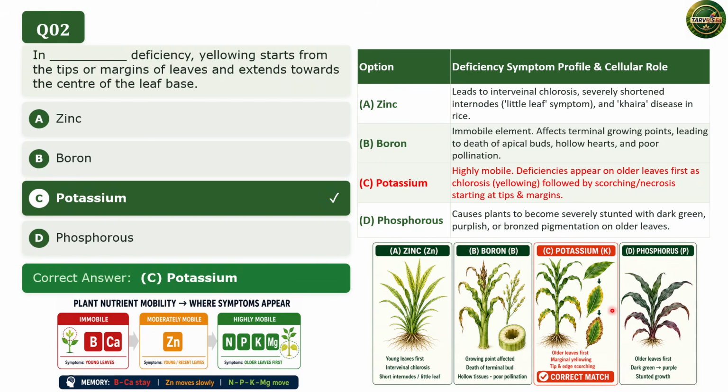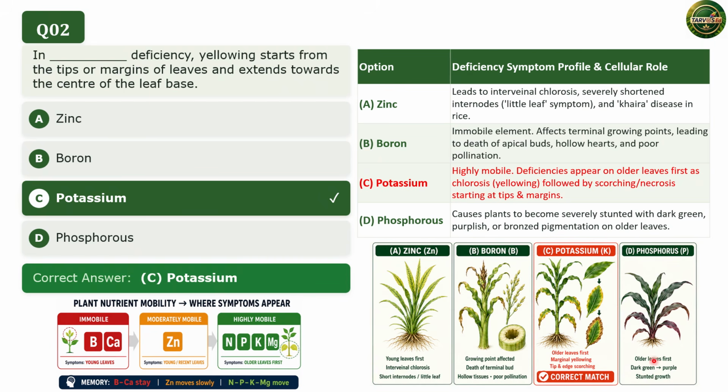And in case of severe deficiency, the chlorosis will advance to necrosis. Necrosis is nothing but the death of the tissues. And in case of zinc deficiency, there is interveinal chlorosis and shortened internodes. And in case of boron deficiency, it affects the terminal growing tips, and this causes the death of the apical buds. And it will also cause hollow heart.